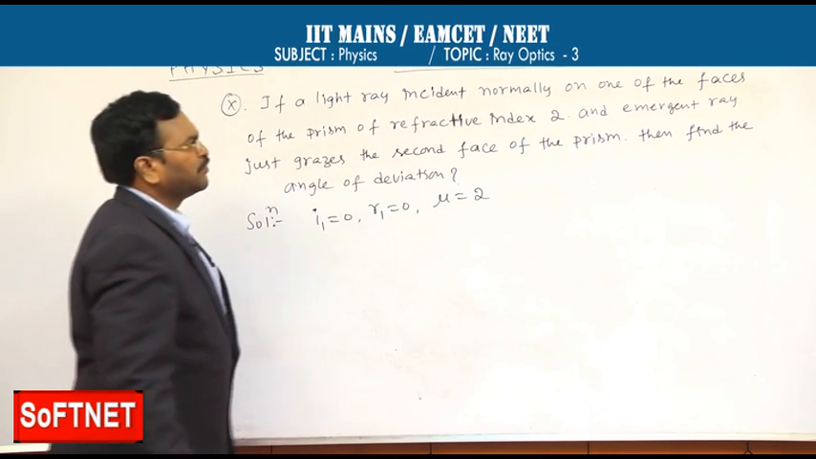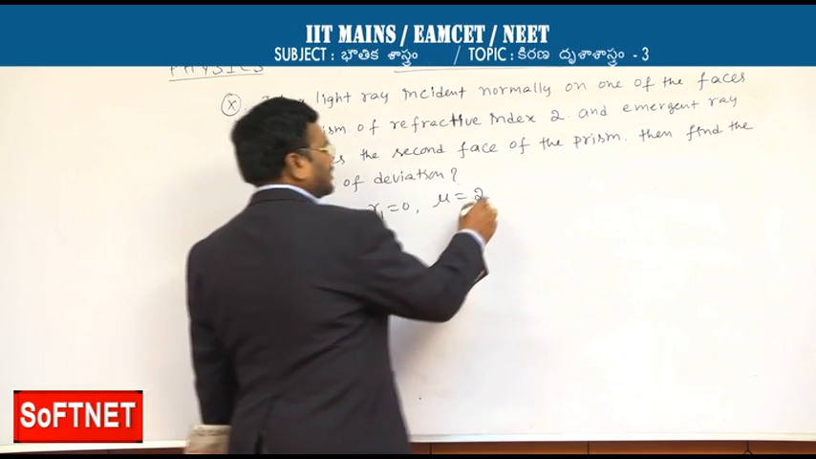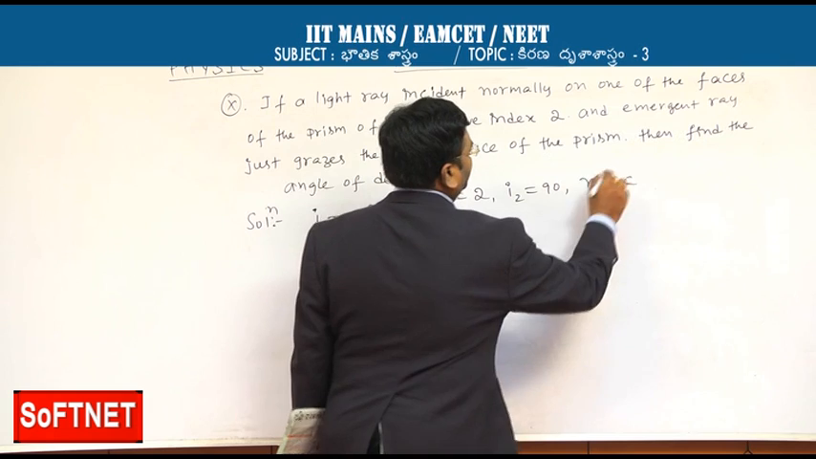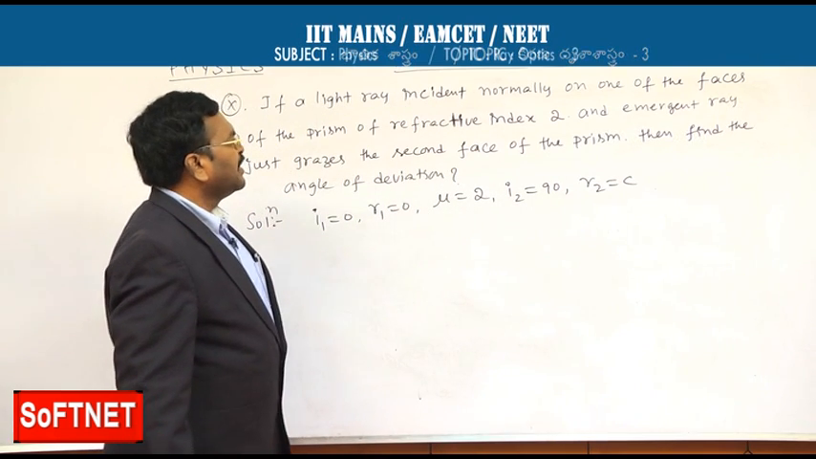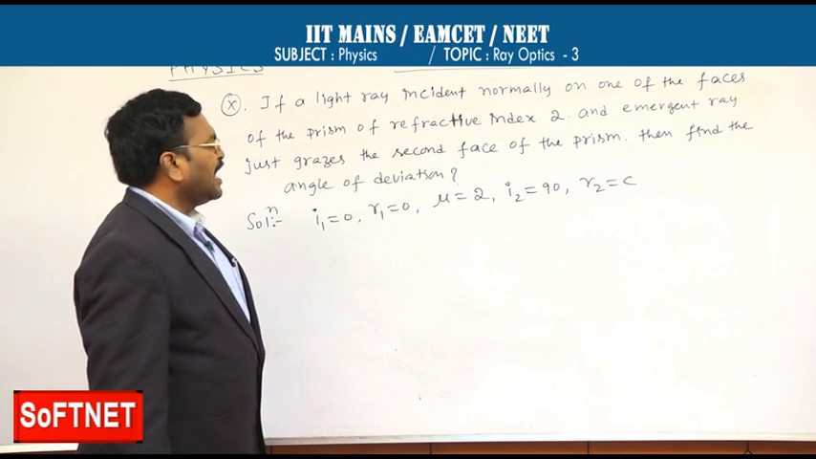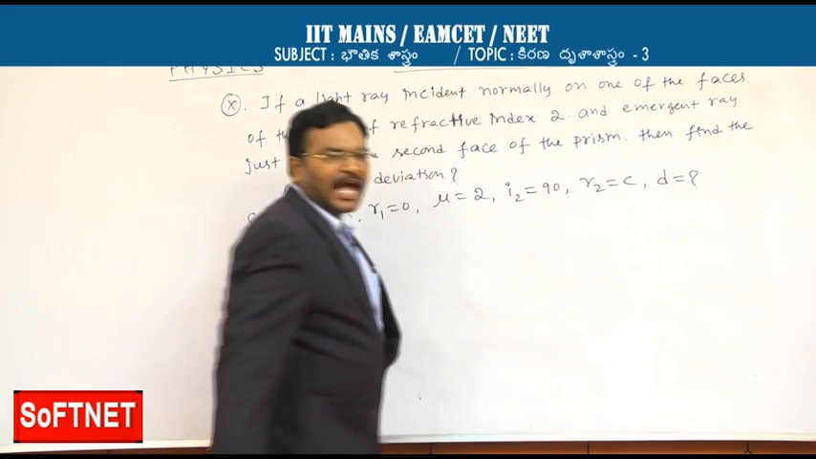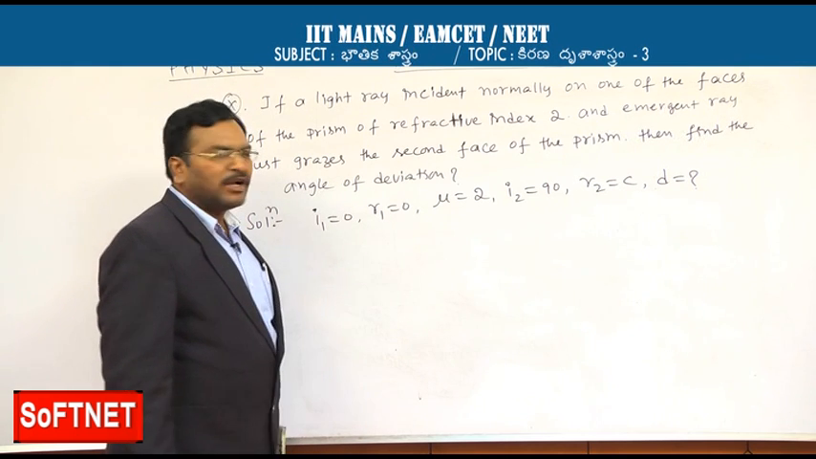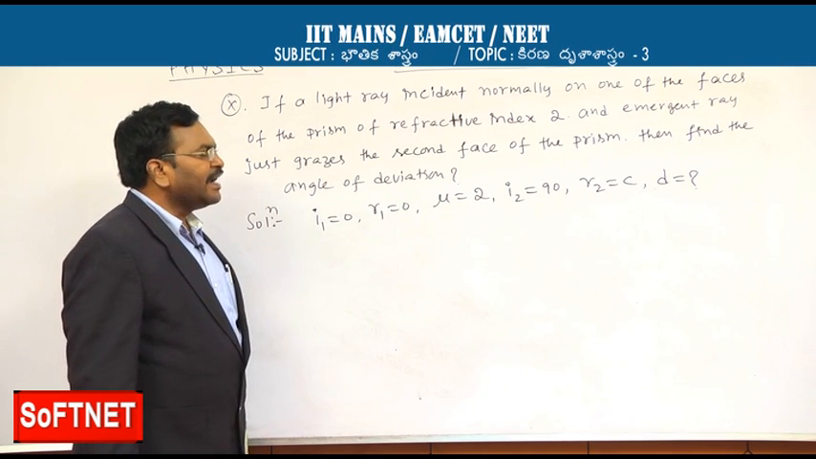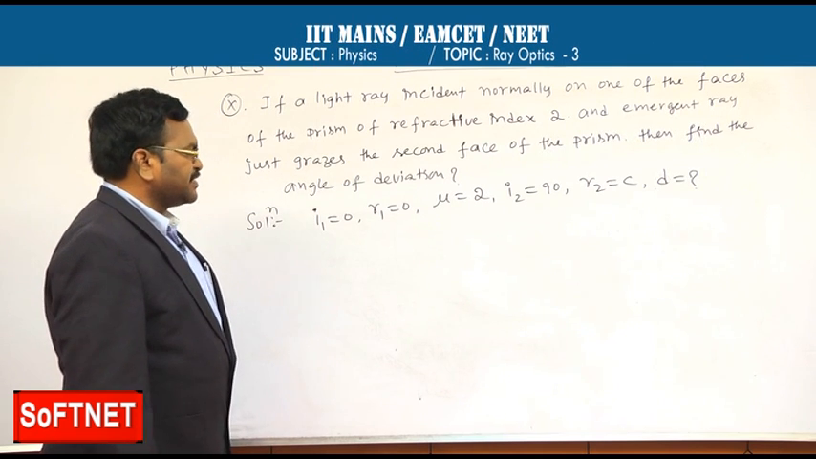And the emergent ray just grazes the second face of the prism. Emergent ray grazes means what? I2 is 90 degrees, and R2 becomes the critical angle. Now we want to calculate the angle of deviation. Find the angle of deviation. Deviation is represented by small d. How do we calculate it? Deviation is equal to, by the formula, I1 plus I2 minus A.